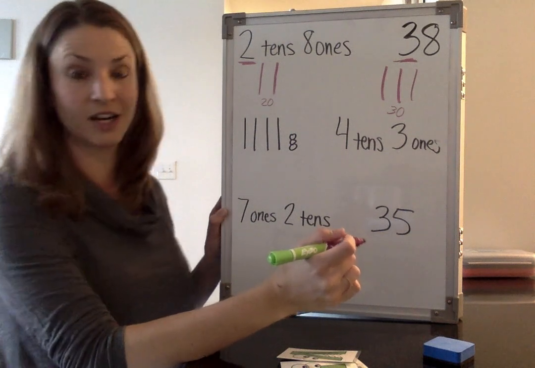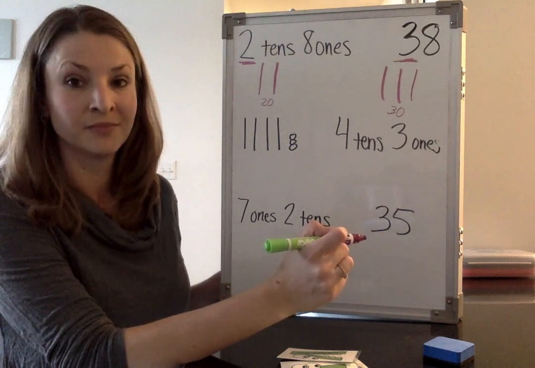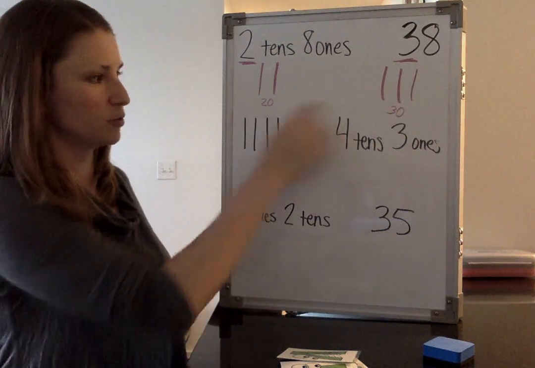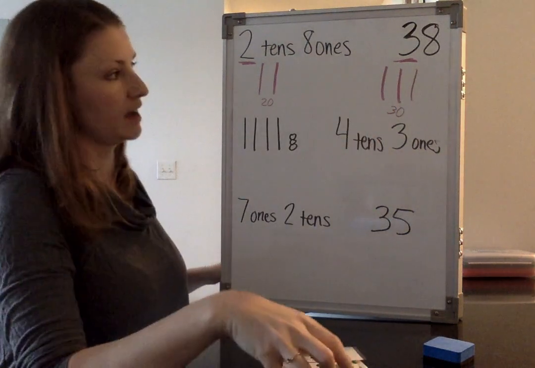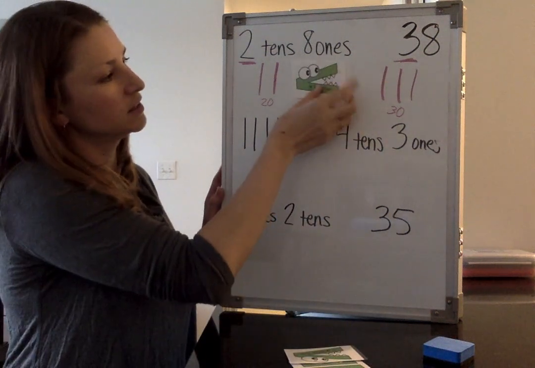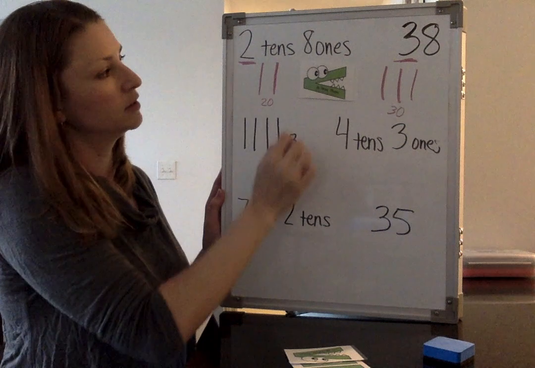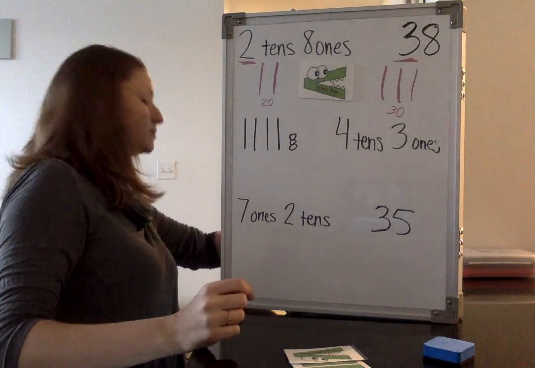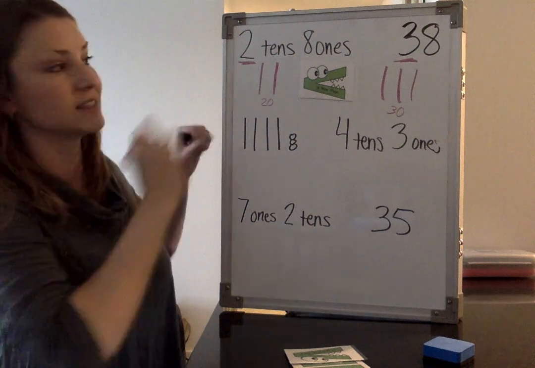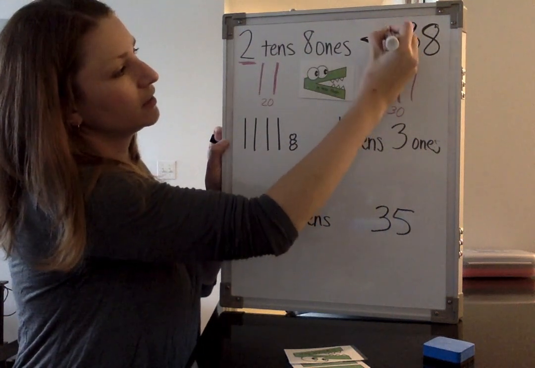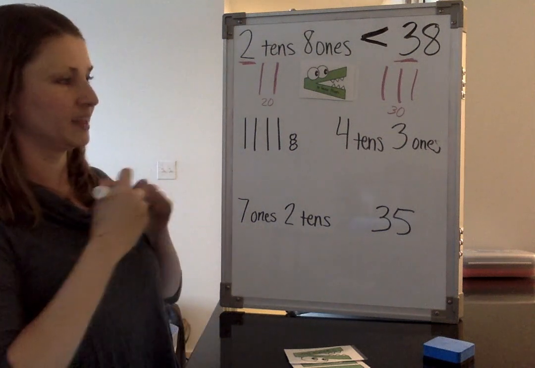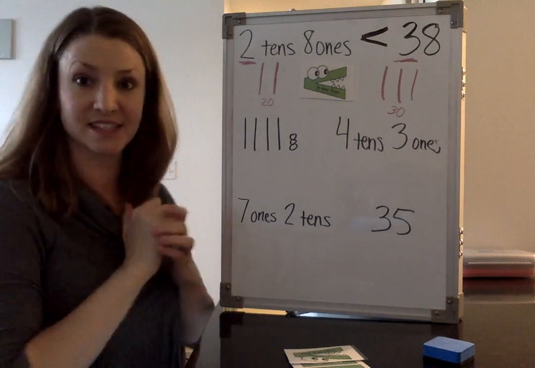Do I know which one is greater or less? Yeah. 2 tens and 3 tens are 20 and 30. I know Allie Alligator would rather eat those 3 tens. So the mouth's going to be open that way. So that means 2 tens is less than 3 tens, which means 2 tens, 8 ones is less than 38. So I'm going to draw my symbol like that. Way to go. Let's try this next one.